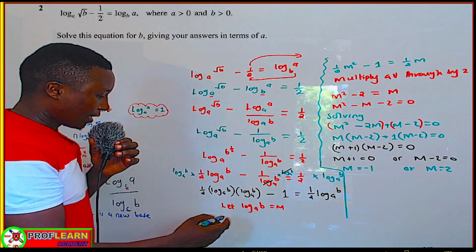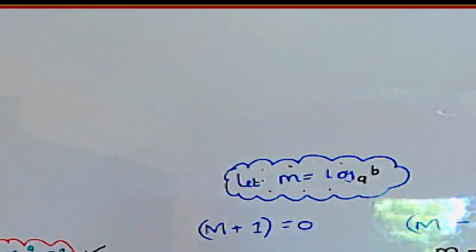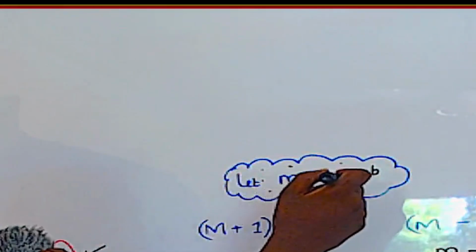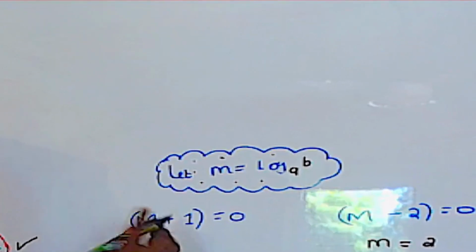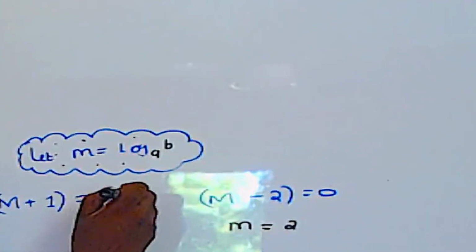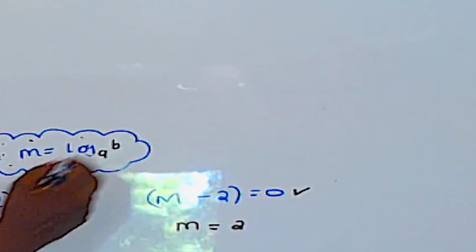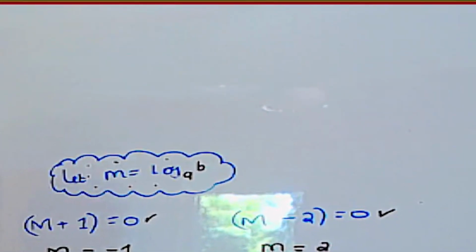So remember we had said let m be equal to log b base a, and we have factorized this quadratic equation that we formed in terms of m. We have gotten this value and we have gotten this value, so our m is going to be negative 1 and our m here is going to be positive 2. So back to the question, we say log b base a equals negative 1 and log b base a equals positive 2.